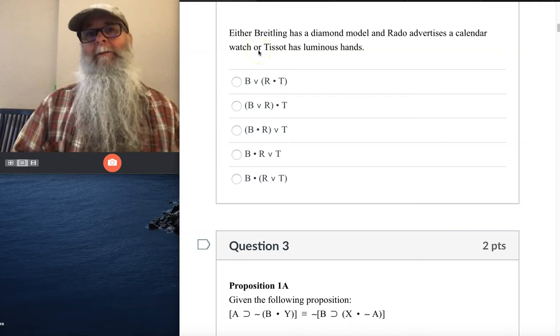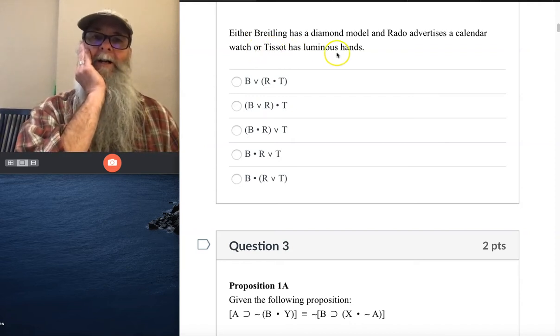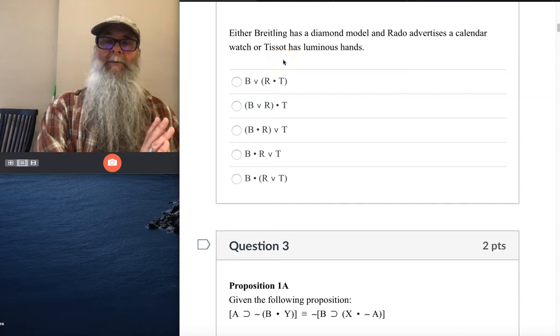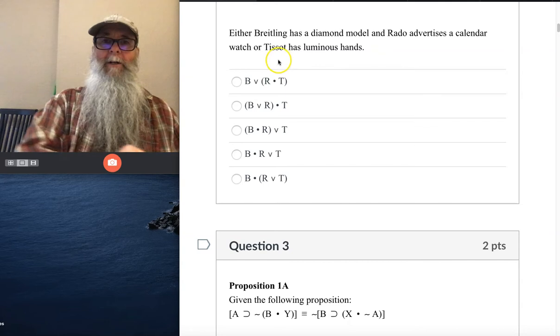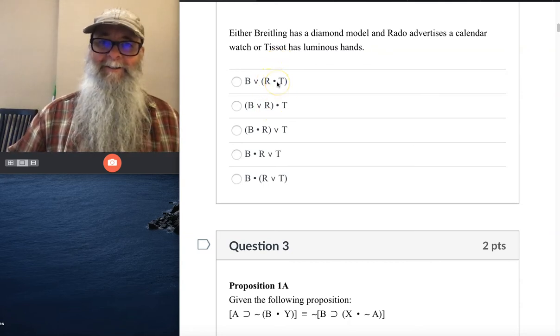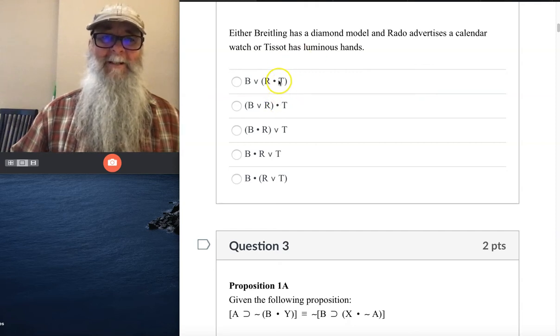And that's actually important because what that tells me is that this sentence, Tissot has luminous hands, is going to appear on the right-hand side of a wedge. So then I can come down here and look. Oh my gosh, look at this. The first two have T, Tissot has luminous hands, appearing on the right-hand side of a dot. We can eliminate these two answers right here.